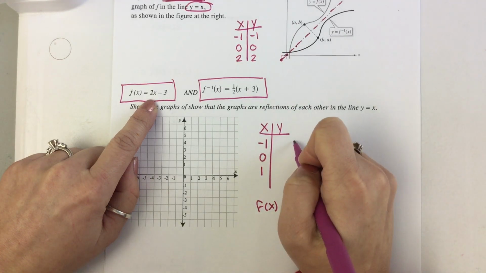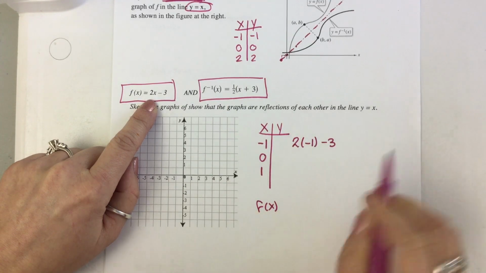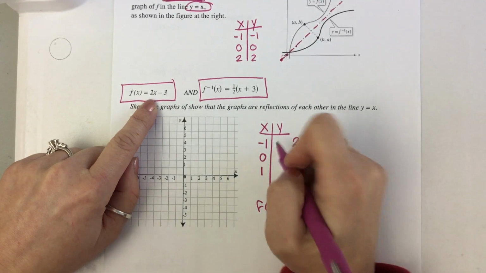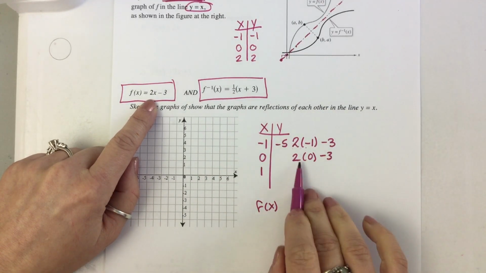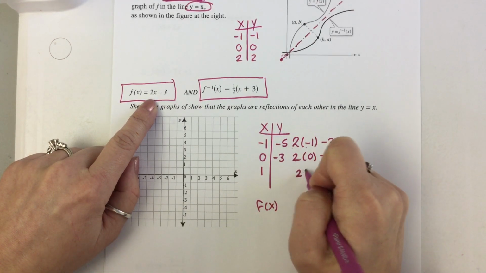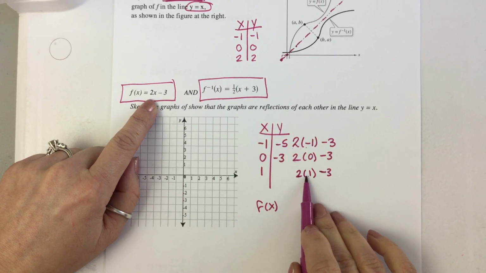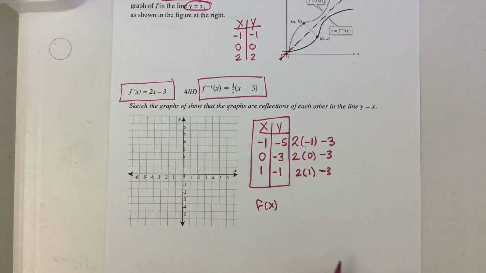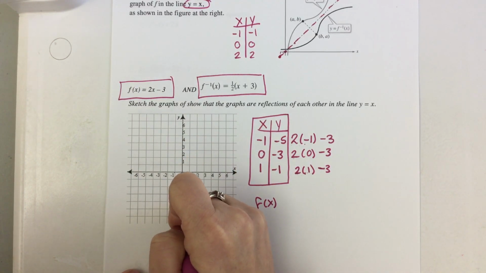Okay, if I go ahead and do that, if I have 2 times -1 minus 3, 2 times -1 is -2, -2 minus 3 is -5. If I change the x to a 0, 2 times 0 is 0, 0 minus 3 is -3. If I change the x to a 1, 2 times 1 is 2, 2 minus 3 is -1. So I can go ahead and graph that on my coordinate plane. If I go left 1, I go down 5.